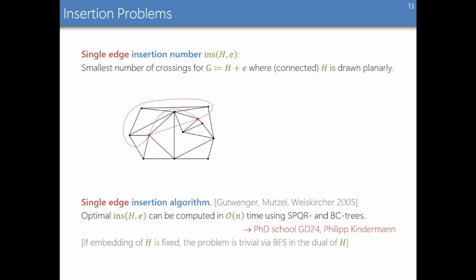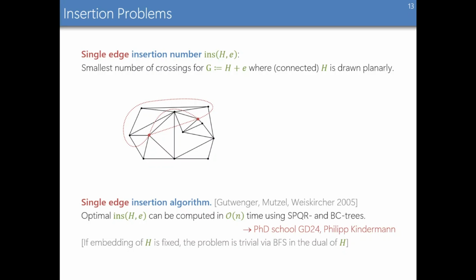So I'm not allowed to have any crossings on the planar graph with itself, and all the crossings are collected by this one additional edge. If you have a drawing like this, there are many possible routes you could take to embed the red line here, and it's a very simple problem if you just consider H to be embedded. If you have a fixed embedding, a fixed rotation scheme for H, then this is just breadth first search in the dual graph. Very simple.